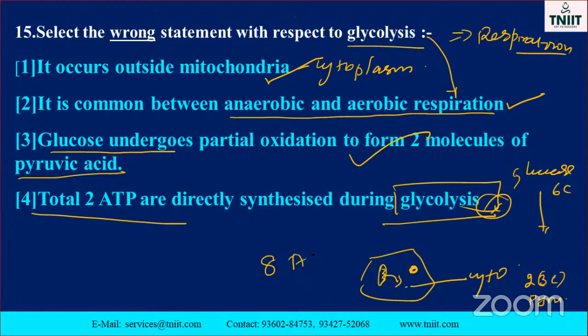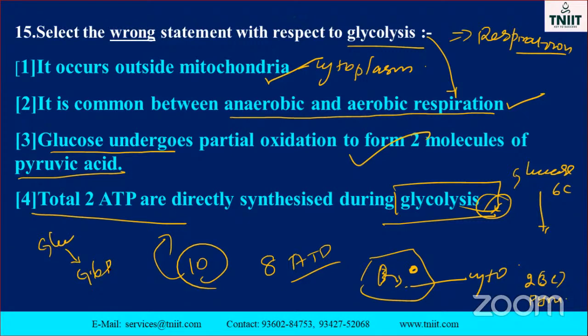8 ATP. For a total of 10, just imagine, 2 are first utilized where glucose is converted into glucose 6-phosphate. How will that be? The phosphate comes, and here the ATP is involved with the help of the enzyme called hexokinase. Okay, my dear. So here the ATP is utilized. So this is the first step.